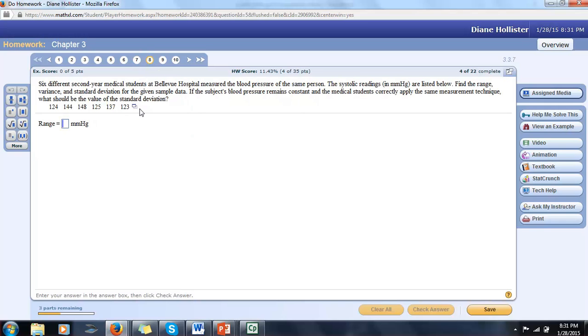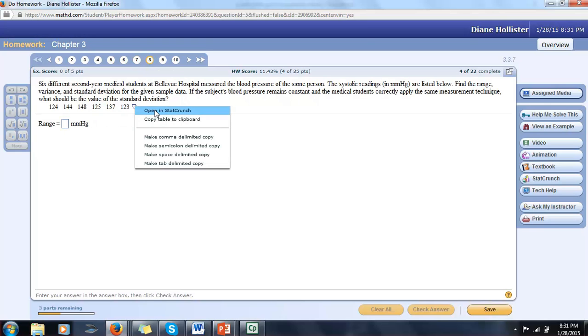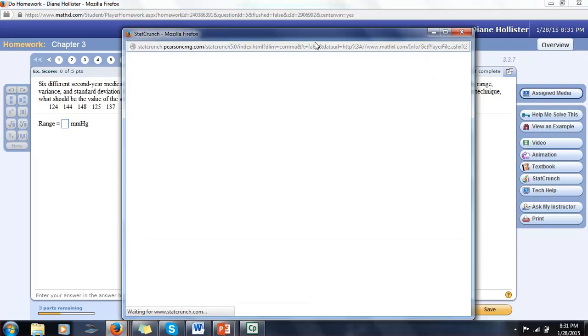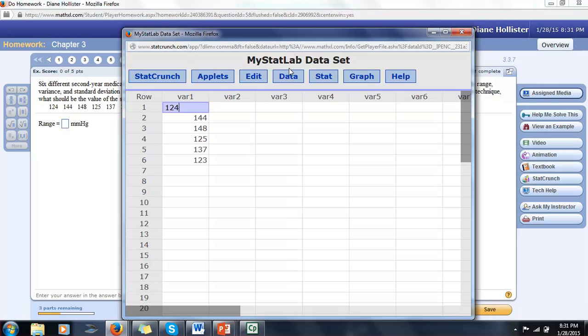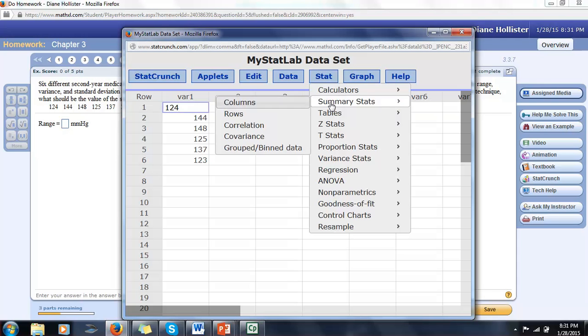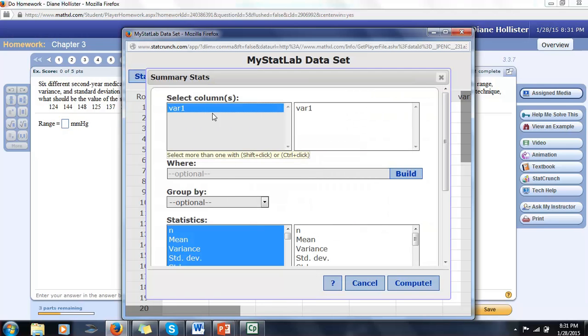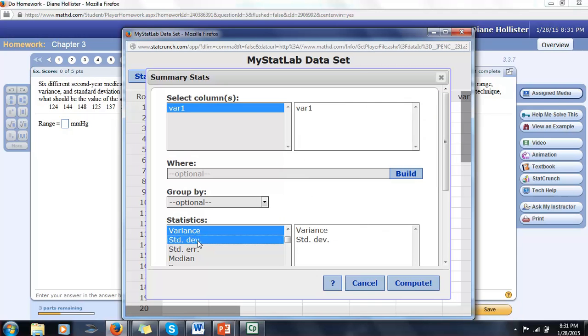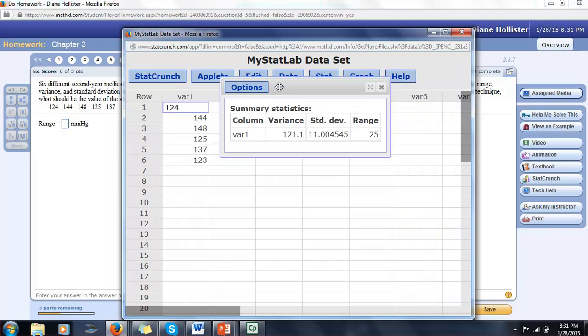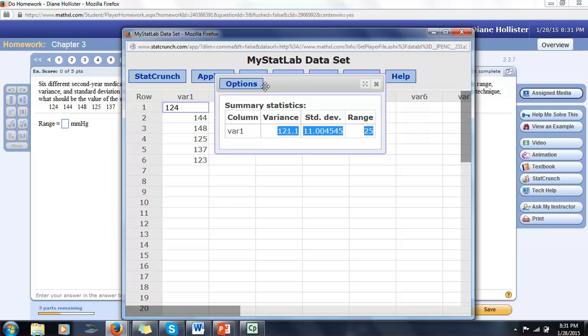On another question, we're asked to find the standard deviation, range, and variance. So again, we're going to click to open in StatCrunch. We're going to choose Summary Statistics. And since we only want the range, standard deviation, and variance, we're going to click those values. Notice our output simply lists the three measures of descriptive statistics that we are looking for.